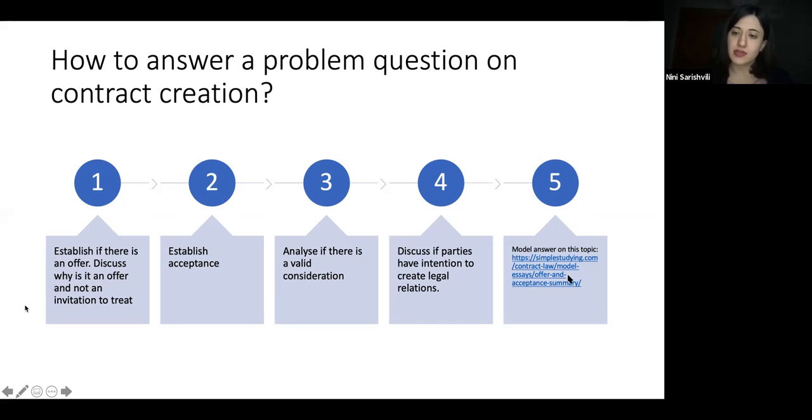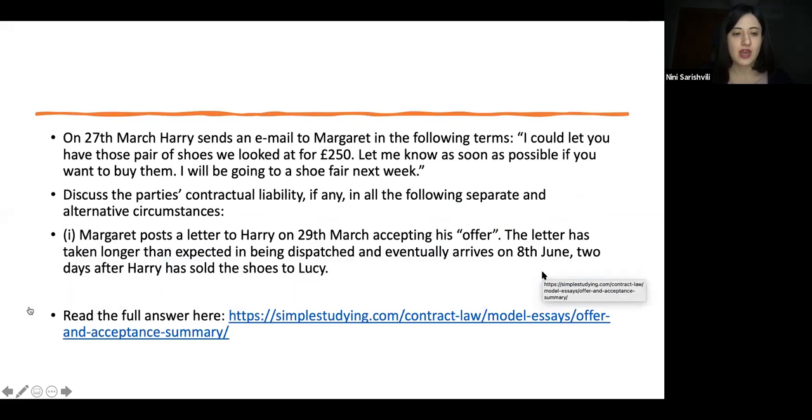We have a model answer provided on this topic that you can see on this link. But the first part of this model answer we can discuss now. On the 27th of March, Harry sent an email to Margaret in the following terms: "I could let you have those pair of shoes we looked at for £250. Let me know as soon as possible if you want to buy them. I will be going to a shoe fair next week."